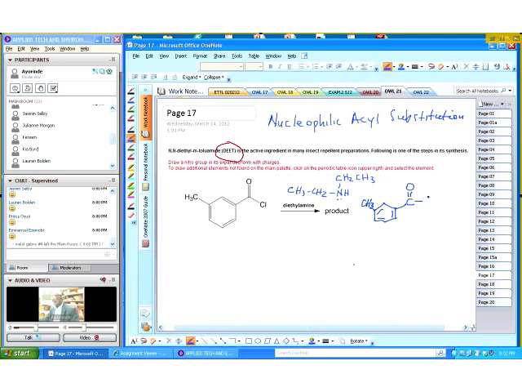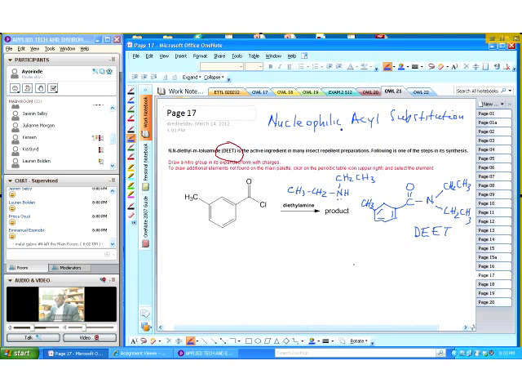Replacing the chlorine with this, and this is DEET. This is the insect repellent, the one that you spray on your body in order to repel those insects during the summer. Okay, this is DEET right here.